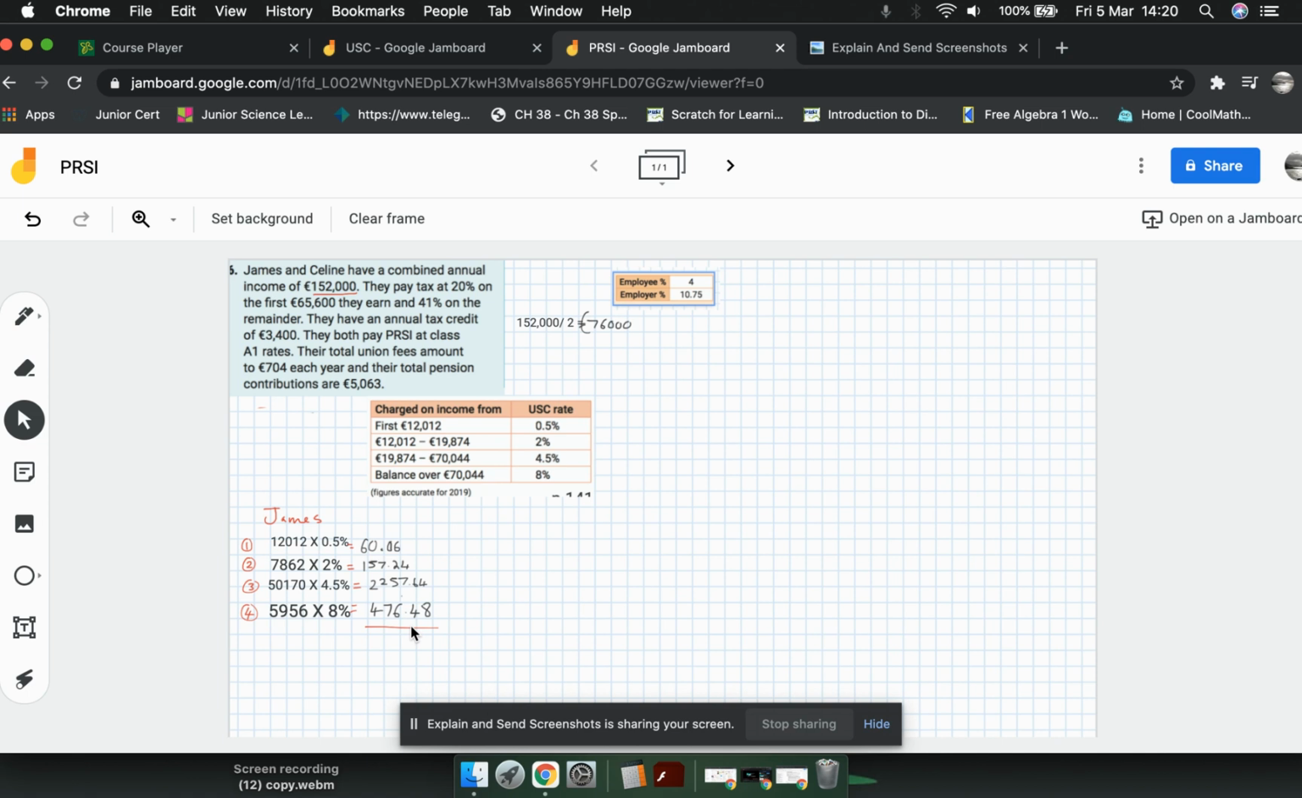So popping it into our calculator, 2257.64 plus 157.24 plus 60.06. I'm going to get a total value there of 2,951.42. Right, that is for universal social charge on James's income.